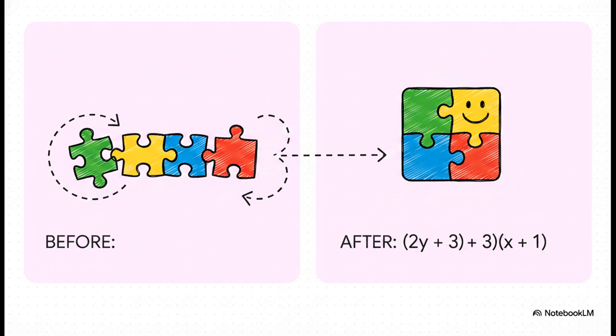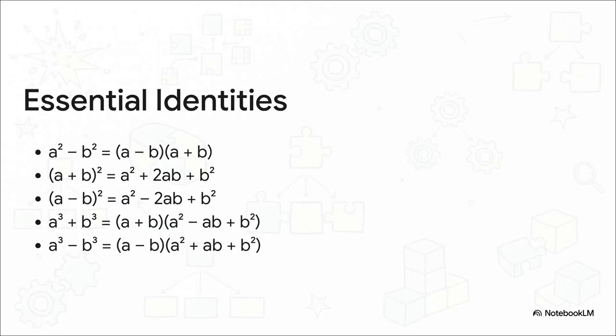And then you've got these, which are like the power-ups, the shortcuts. They're called identities. You should really commit these to memory, but the most famous one is that difference of squares right at the top.